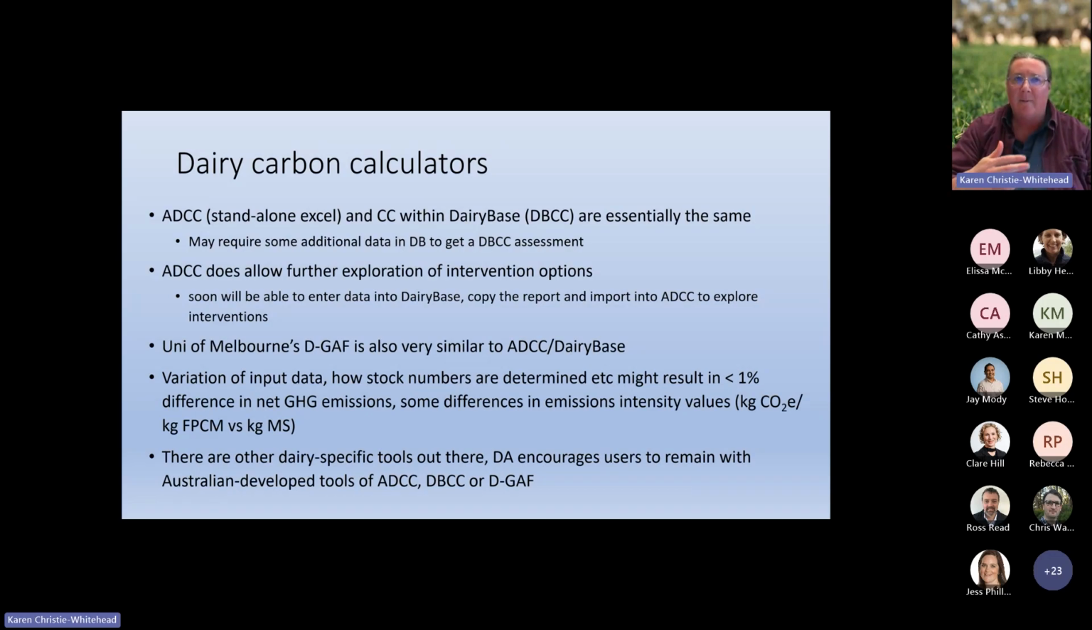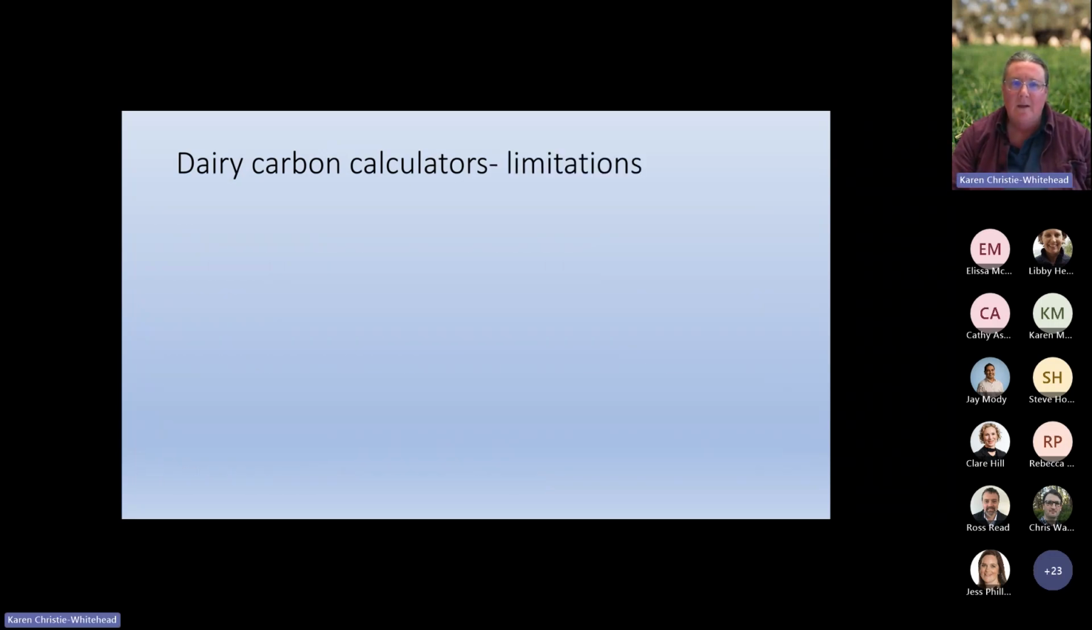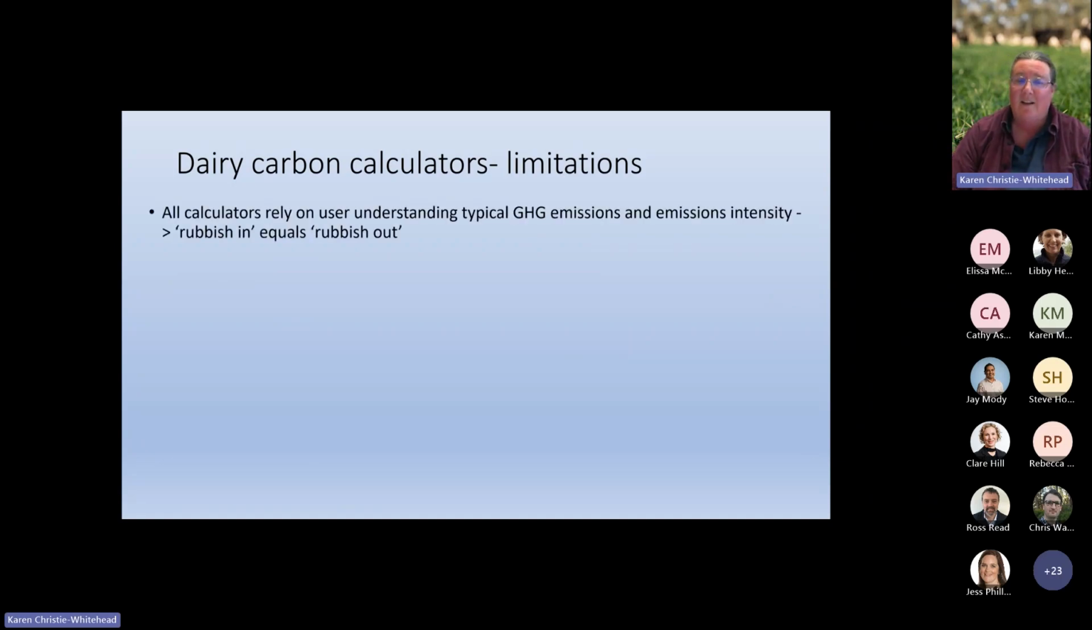And if you do a carbon account over several years, stick with the same tool. Don't use DGAF one year and then the Australian Dairy Carbon Calculator the next year, and then the Dairybase carbon calculator the year after, because that very minor subtle difference will then flow through. But with all tools, there's always limitations. Like anything, rubbish in equals rubbish out.